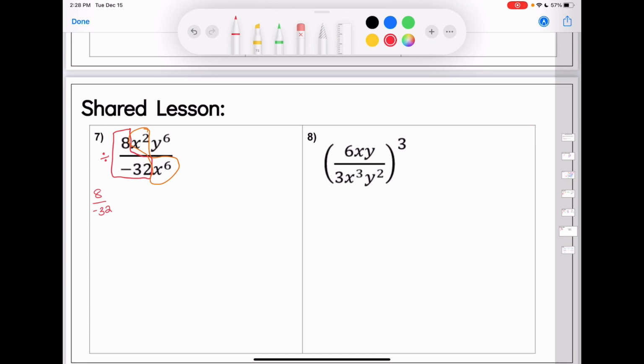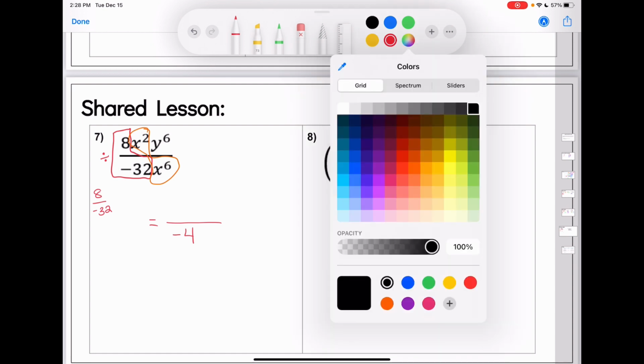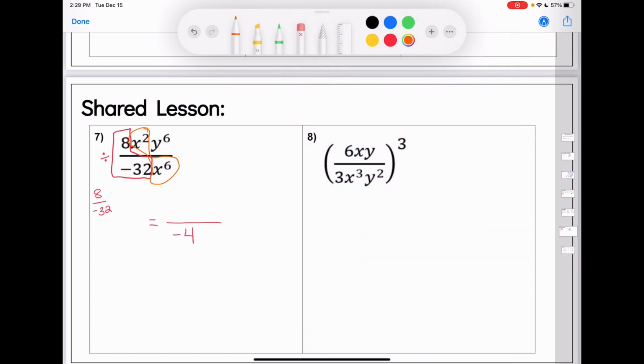Negative 32 divided by 8. So I get negative 4, or really, in this case, it'd be 1 over negative 4 because the 32 is the bigger number down at the bottom. So I would get, in my fraction, negative 4 down at the bottom. You could put the 1 on the top, but you really don't have to, because there's nothing else left on the top. Let's see, now with my x's, x to the second over x to the sixth.